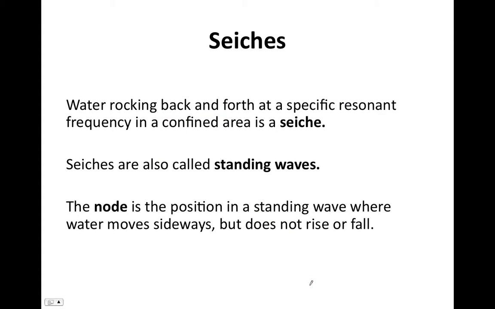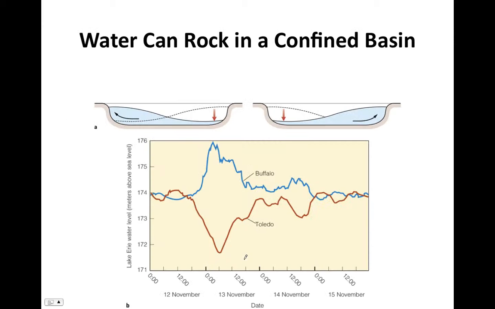Seiches are standing waves because they don't travel. They exist in a basin, and it's basically water sloshing back and forth like in a bathtub or in a wash basin. So water rocks back and forth at a specific resonant frequency in a confined basin. That's a Seiche. And there are parts of the Seiche known as a node where the water doesn't rise or fall, where the water height remains stationary.